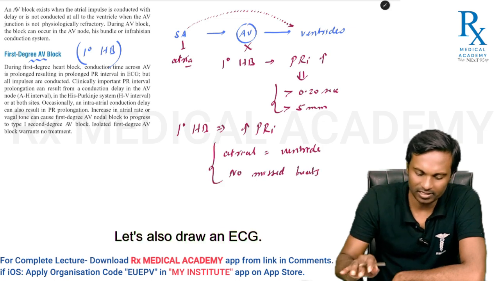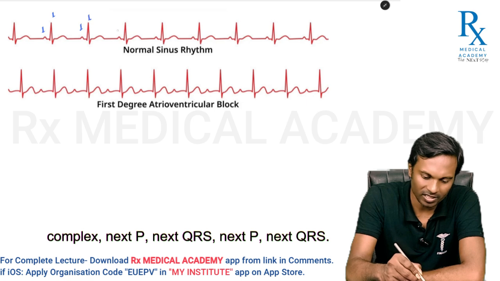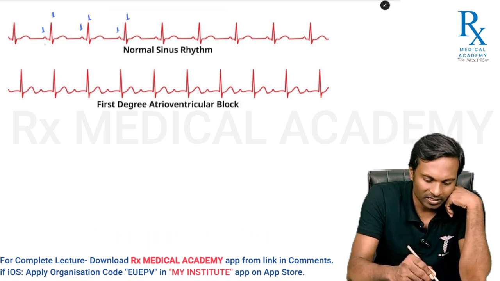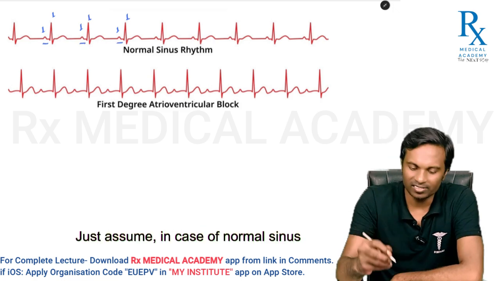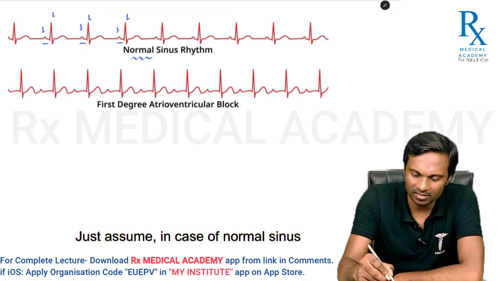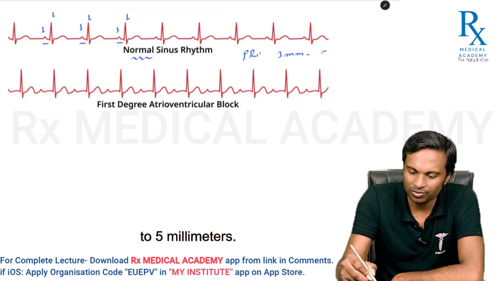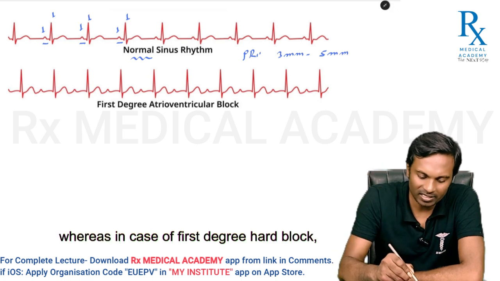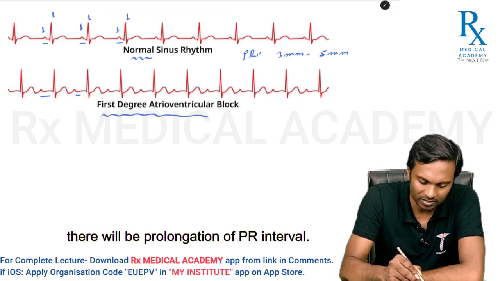Let's also draw an ECG. Okay, this is your P wave, this is the QRS complex, next P, next QRS, next P, next QRS. Now also appreciate the PR interval. This is your PR interval, this is PR interval, this is PR interval. Just assume in case of normal sinus rhythm, your PR interval is between 3 millimeters to 5 millimeters, that is below 0.20 seconds. Whereas in case of first degree heart block, there will be prolongation of PR interval.